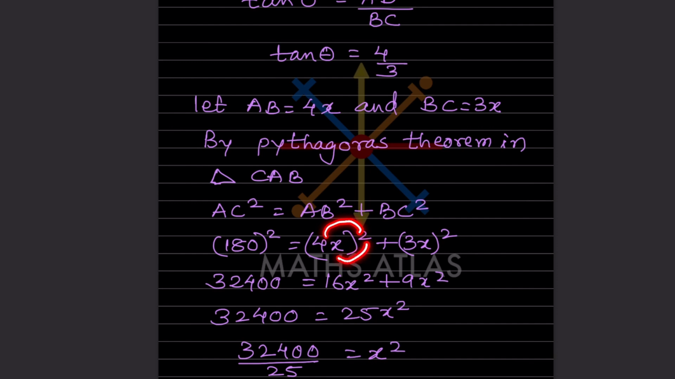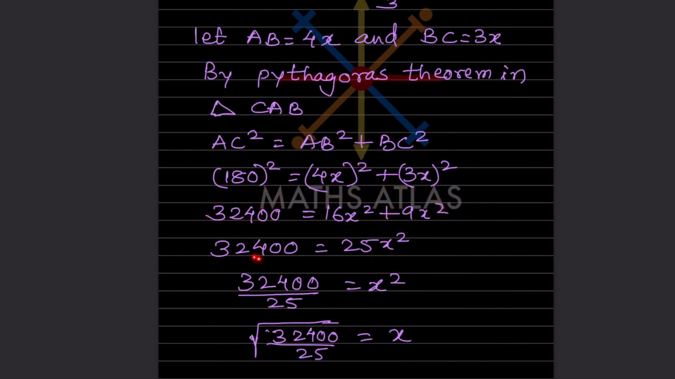And here, 4 4s are 4 square will be 16, and this is x square, that will be 16x square. And 3 square is 9, and this is x square, so 9x square. So when you add this one, that will be 25x square. So this one, 32,400 equals 25x square. Now first thing, you will not divide it. First you will write here x square.